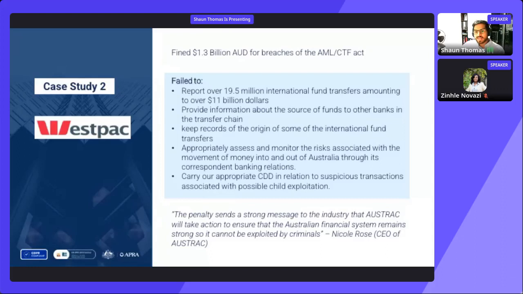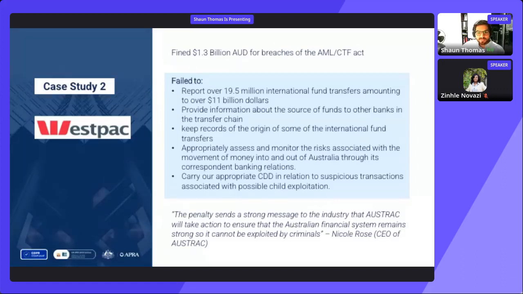So the second case study is on a top 4 bank in Australia called Westpac. In September of 2020, Westpac agreed to pay a penalty of $1.3 billion, which, by the way, is one of the largest civil penalties in Australia's history, and came about because of breaches of the AML-CTF Act.